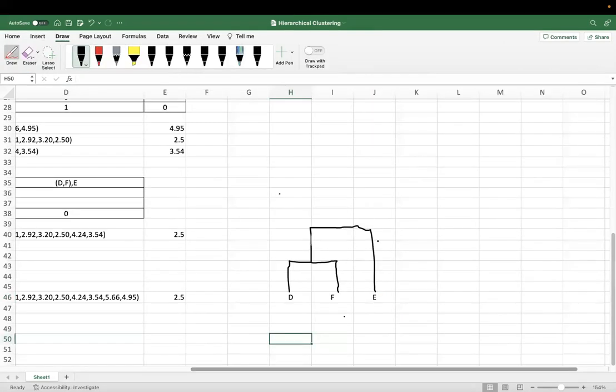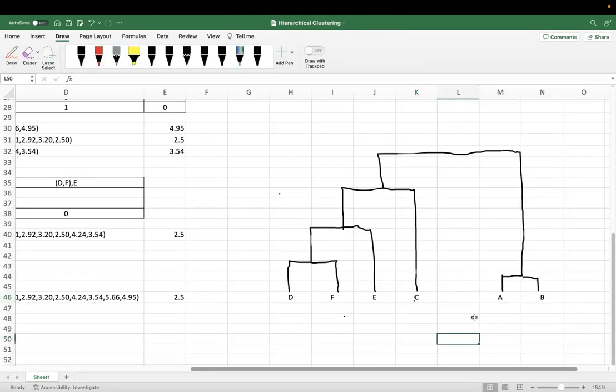This is DF to E. After that, what did we do? We again added a cluster called C to the same thing, right? And on top of this, we added another cluster A. This is called a dendrogram. So this is how the dendrogram will be created. D and F first cluster, then we added E to the same, then we added C to the same.